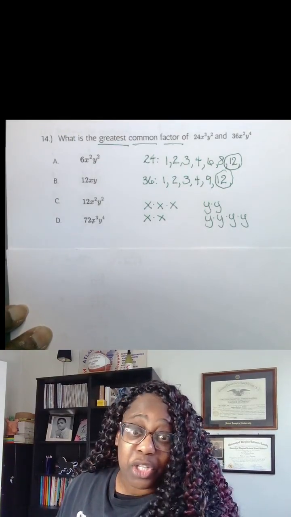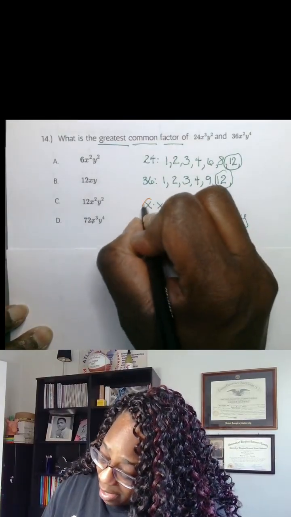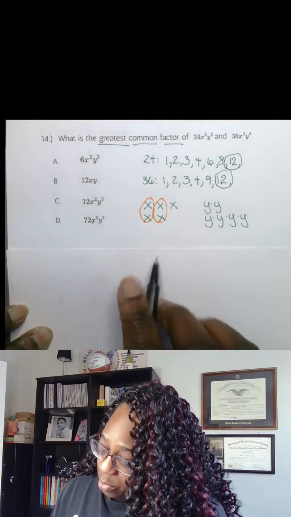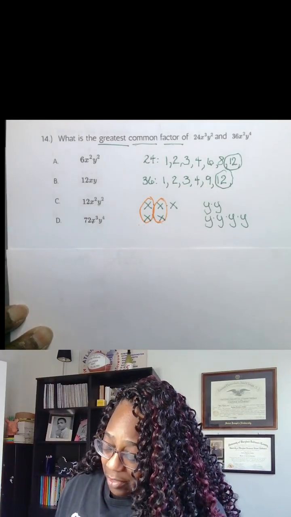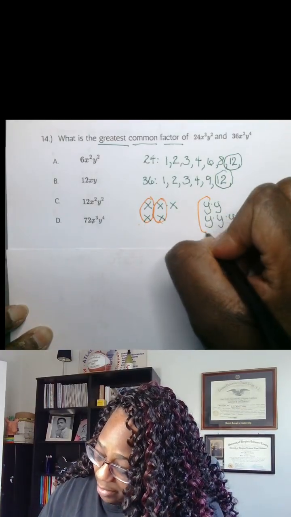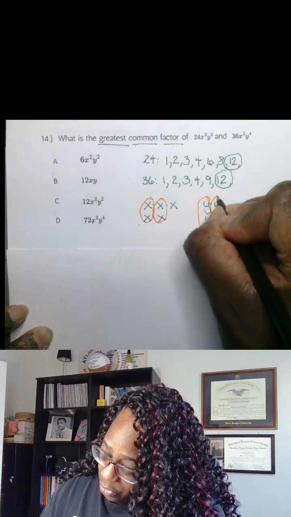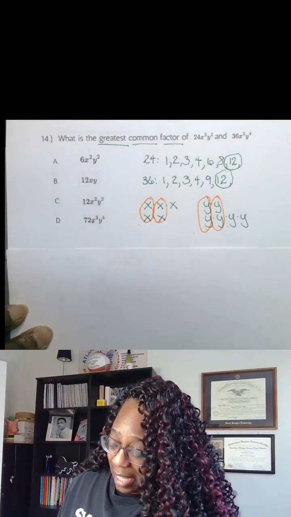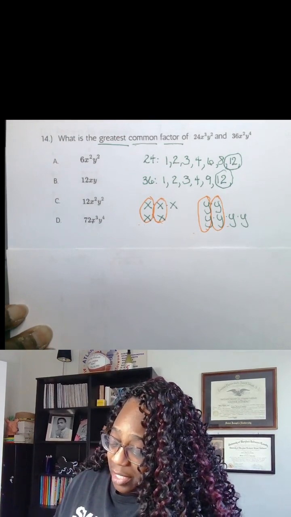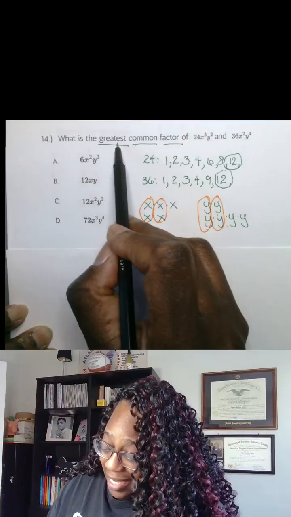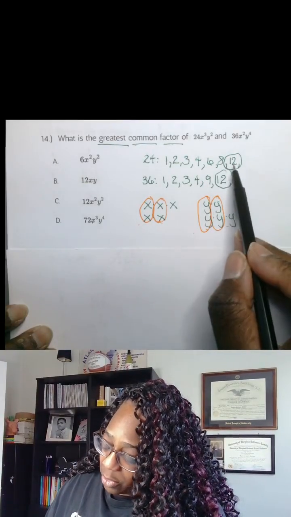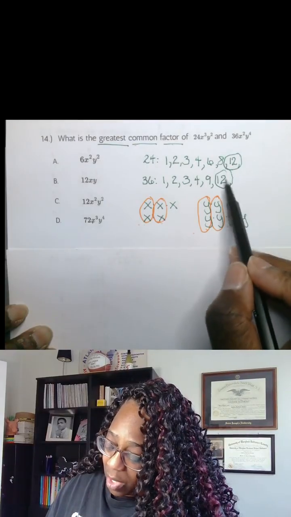So if I wanted to group them, I have two groups of x's that they have in common. For the y's, I have two groups of y's that they have in common. So since I know that the GCF, the greatest, so it's not going to be 6, well 6 is missing in here, but the greatest is going to be our 12.